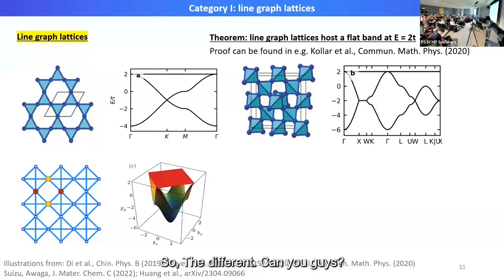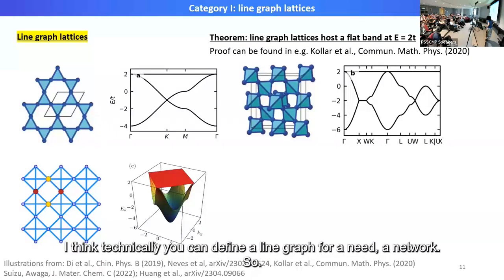That graph is a different graph from the original band. Can you add flat bands to it, or does the theorem only get one? I think technically you can define a line graph for any network.